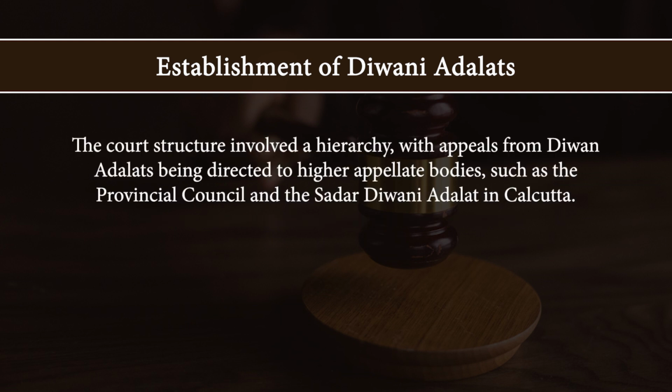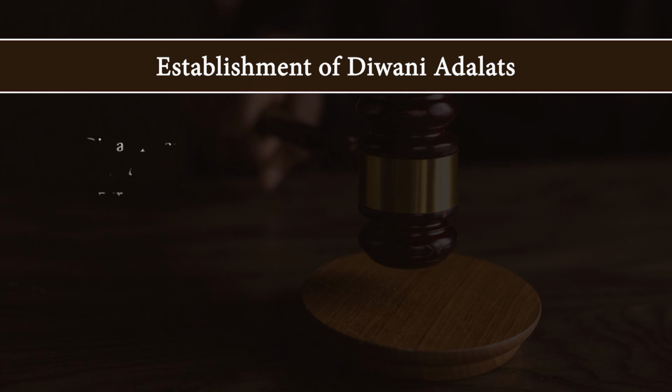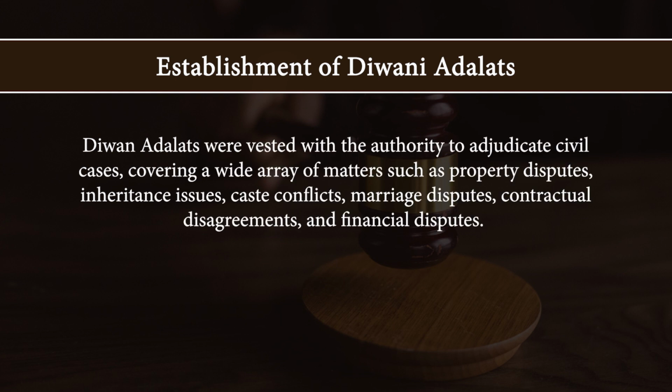The court structure involved a hierarchy, with appeals from Diwani Adalats being directed to higher appellate bodies such as the Provincial Council and the Sadar Diwani Adalat in Calcutta. Diwani Adalats were vested with the authority to adjudicate civil cases covering a wide range of matters such as property disputes, inheritance issues, caste conflicts, marriage disputes, contractual disagreements and financial disputes.